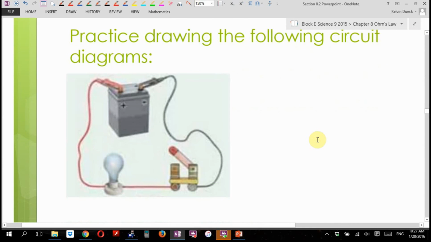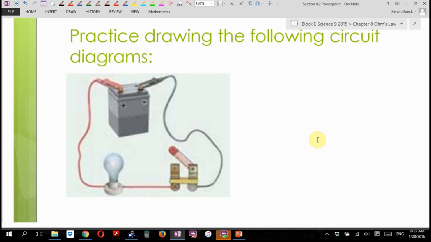Here's a circuit diagram. Let's practice drawing it. First thing, I always start with the battery. I always imagine that's where the circuit is starting. Yes, Maddie, technically it's always going to be a full complete loop and you could start anywhere, but just so that all of our stuff looks the same, let's start with the battery.